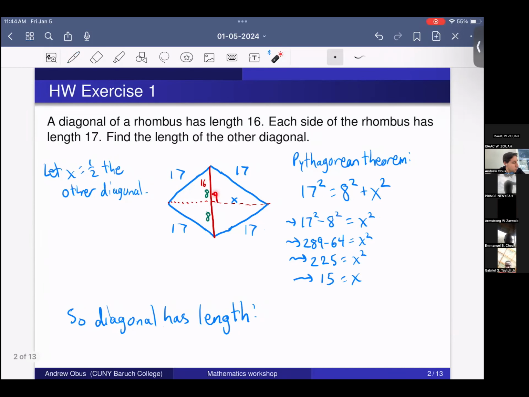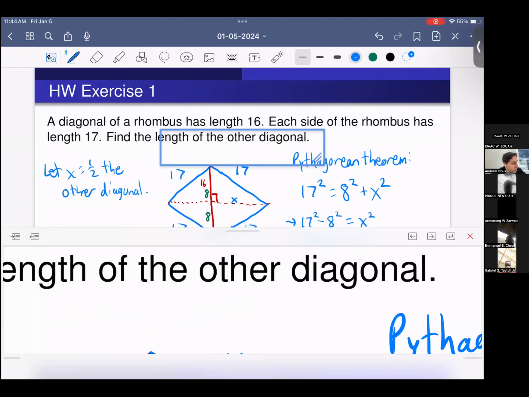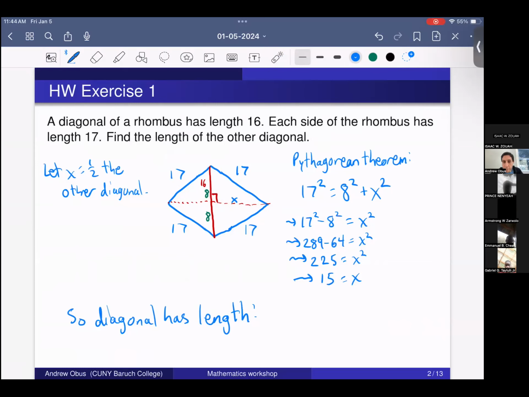Right, this x here is 1/2 the length of the diagonal, right? So if that's equal to 15, then the entire diagonal is 2 times x. Yes, exactly. So it has length 2x, which is equal to 2 times 15, which is equal to 30. Exactly right. So that is the length of the diagonal. It's going to be 30.